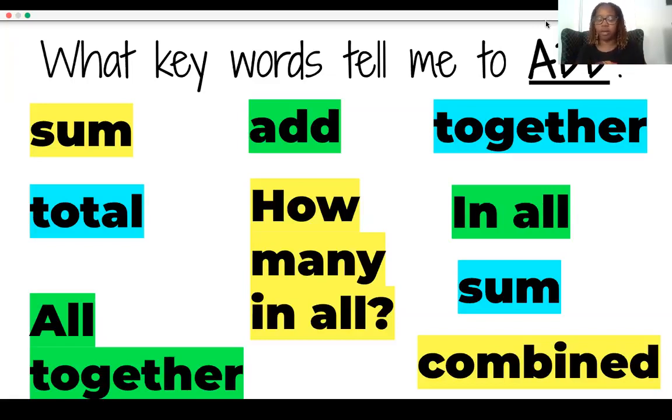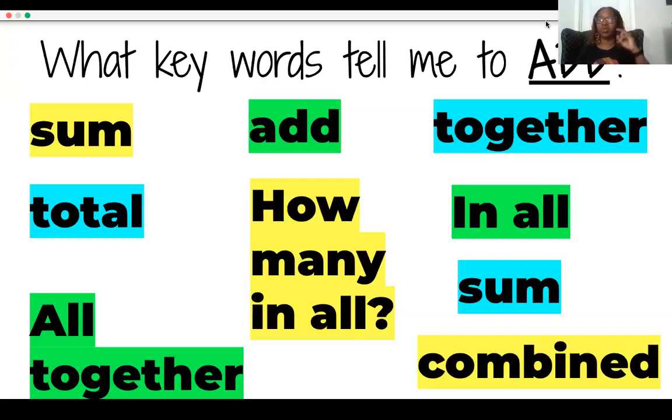Okay, so keywords that tell us when to add: sum, total, altogether, add. Right, sometimes the word add is right there in that word problem. How many in all? When you see how many in all, it's asking you to add all of the numbers together in that word problem. Together, in all, sum, oh, I really like sum because I got that twice, and combined, okay?